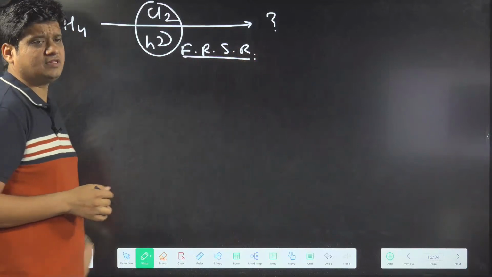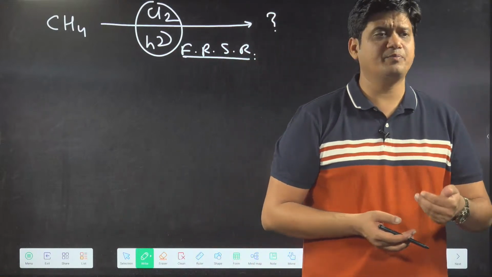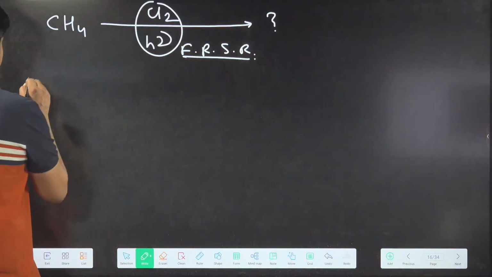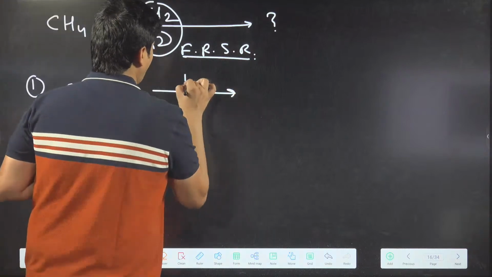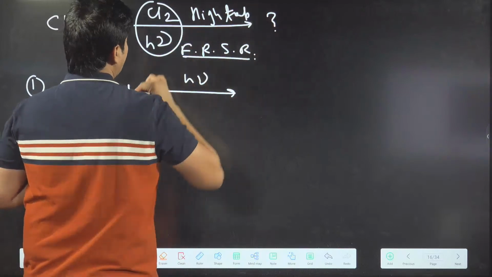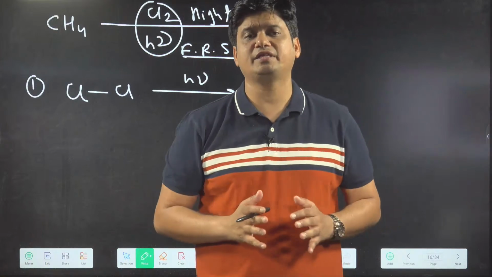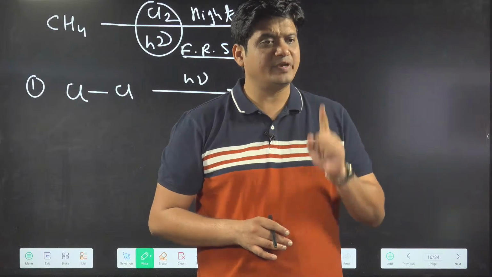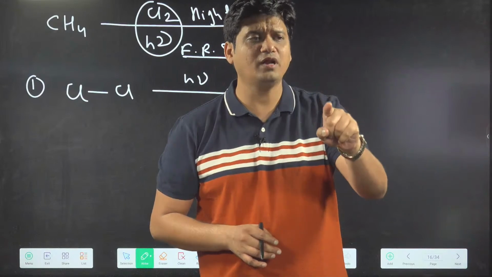This is going with 3 steps. 3 major steps are there: chain initiation, chain propagation, and chain termination. Chain initiation means what? Cl2 is there in the presence of light, or sometimes they can give you high temperature also. You must know one thing: presence of light and high temperature are the favorable conditions for radical reactions.